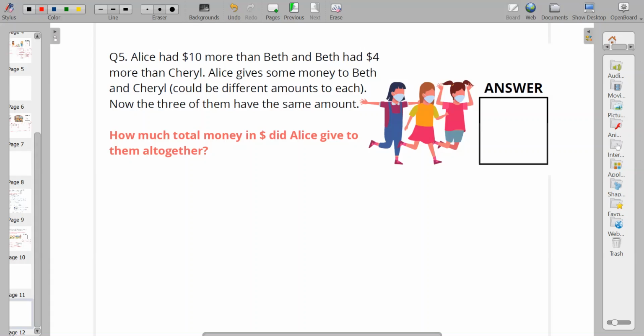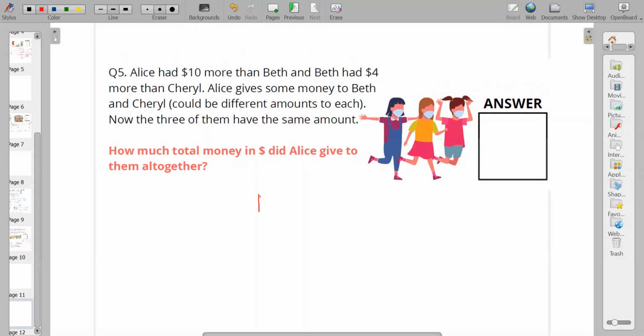So let's do this, okay? Let's understand. First of all, from this question, who has the least amount of money? Cheryl, right? Take Cheryl as a base and make a block. Now let's look at Beth. In that case, Beth is this plus 4, correct? And Alice is 10 more than Beth also, so this plus 10 plus 4 is 14, correct?